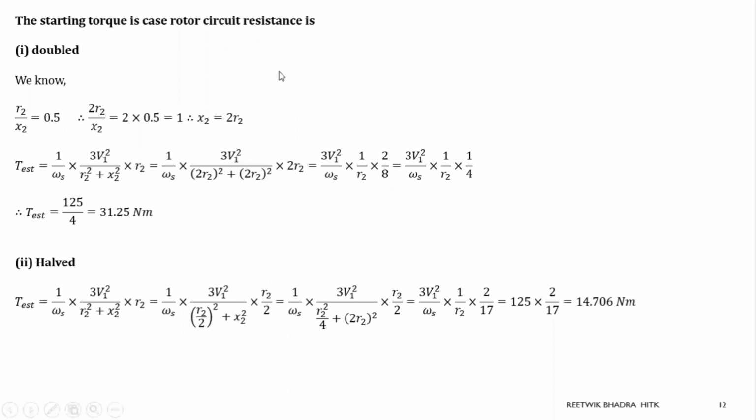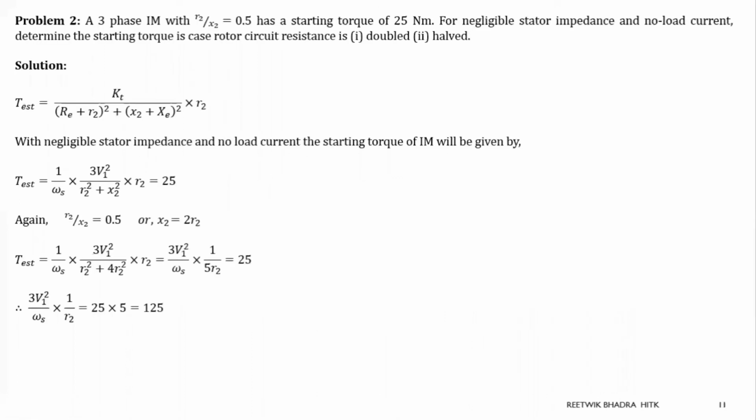Now, if it is halved, similarly you calculate X2 in terms of R2. You find out how much it comes. It will come out to be 2R2 only. So R2 by 2 is replaced here, and X2 is replaced by 2 R2. Solve it. Again, you replace this constant by 125 into this term. When you solve it over here, it comes out to be 2 by 17, so 14.706. This is how you approach your solution when this type of problem is given.